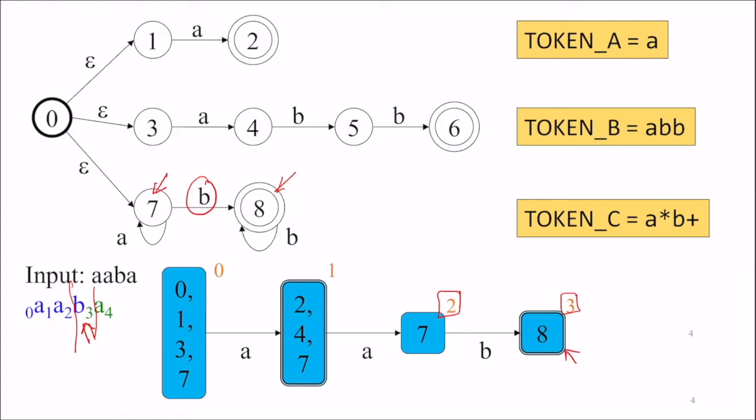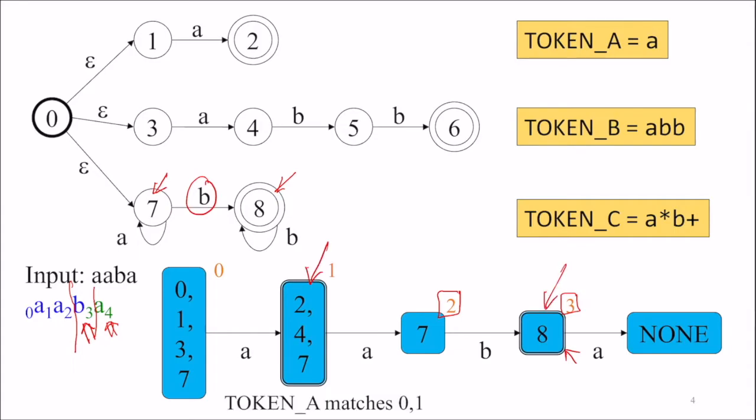Now we look at state 8 and we ask, what if I see an input A? Can I go anywhere? And the answer is there's nothing we can go to from 8. So at this point, we can look and see which token definition got the longest match, if any, right? We did get one match over here and we got one match over here. So token A matches from 0 to 1, token C matches from 0 to 3. The longest match is what we would pick. So token C is the winner.